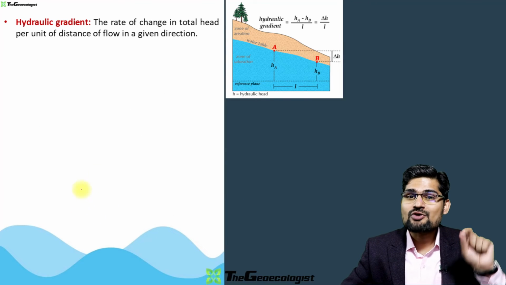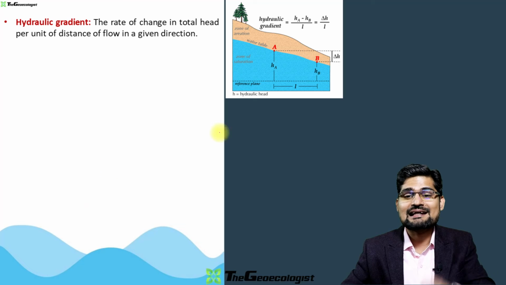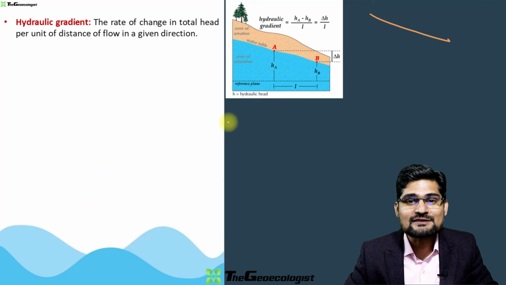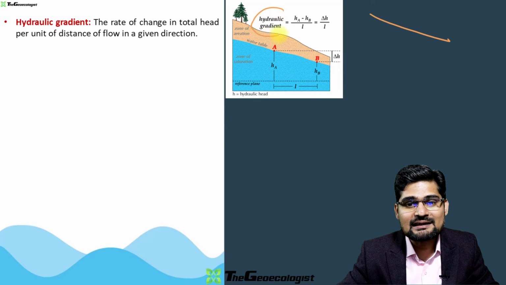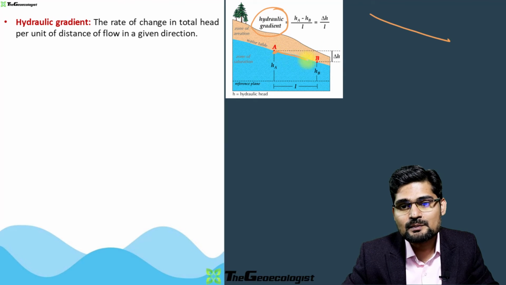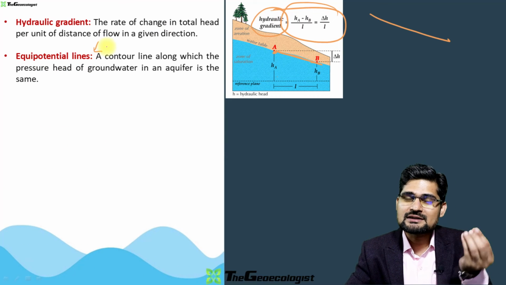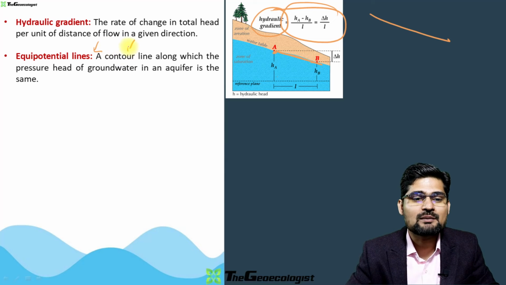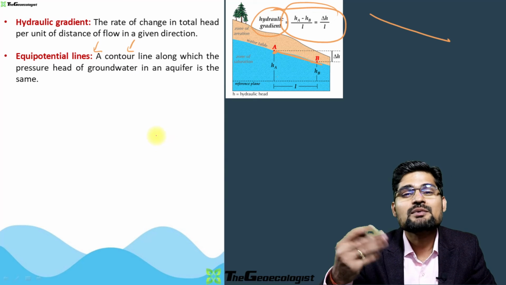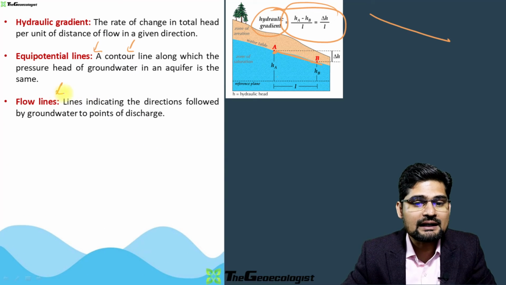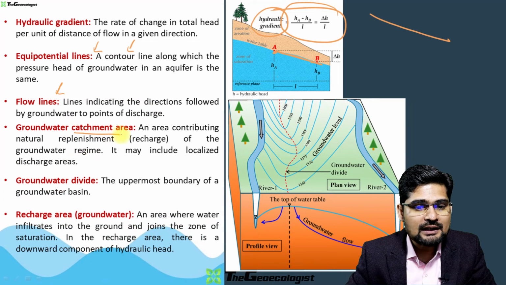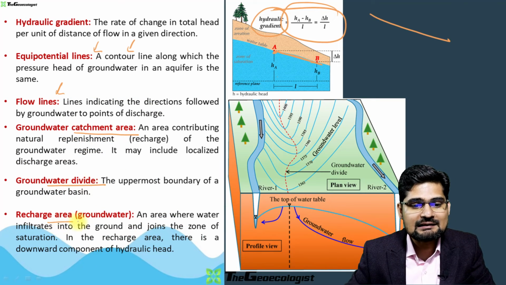And remember hydraulic gradient. Wherever there is a gradient, it's talking about the degree of slope. So you observe hydraulic gradient here and you see this is what we talk about from A to B, what is the gradient, and this is how it has been calculated in the direction. Then equipotential lines, the word itself tells you equal potential. So it's like making a contour line as per the pressure gradient. Then you have flow lines, then you have groundwater catchment area, groundwater divide and recharge groundwater.